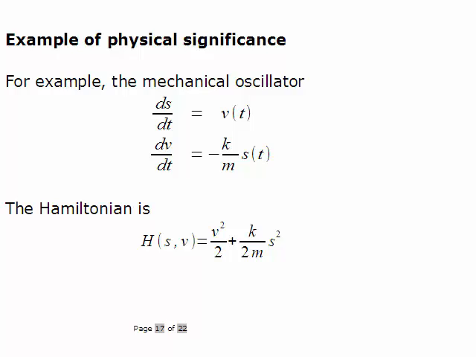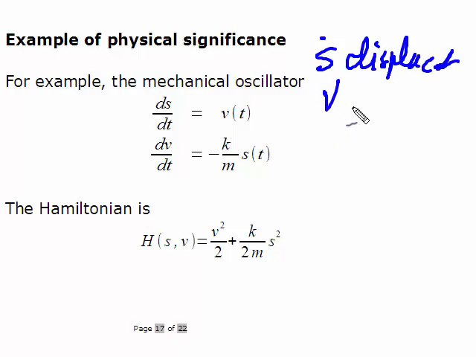So Hamiltonians have great physical significance, but it depends on the variables that you choose in your system whether you can see that significance or not. So we're going to have a harmonic oscillator, an undamped harmonic oscillator, and we use a mechanical harmonic oscillator. So s is displacement and v is velocity. And here's the system. Rate of change of displacement is velocity, and the velocity is minus k over m times displacement.